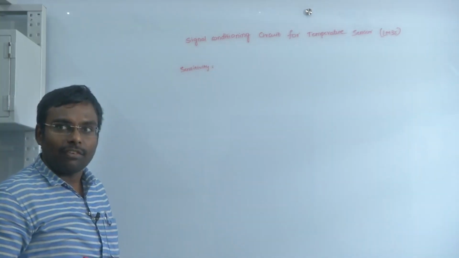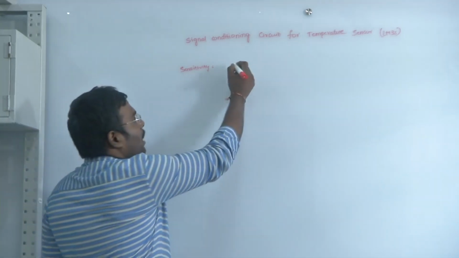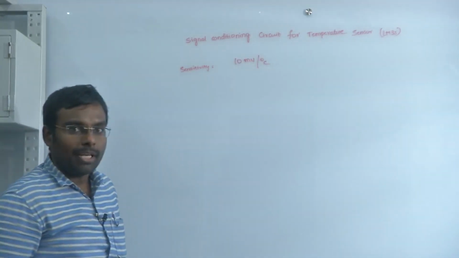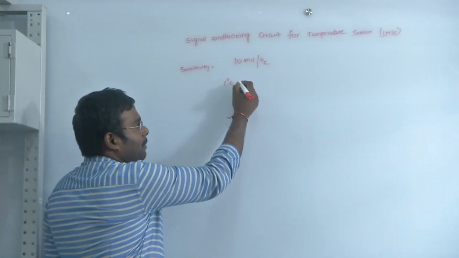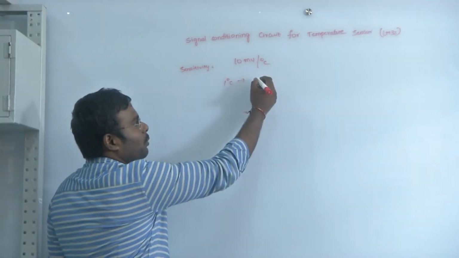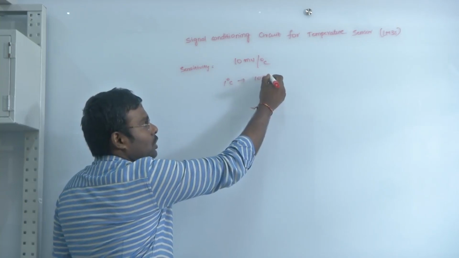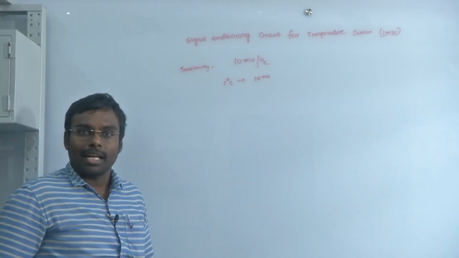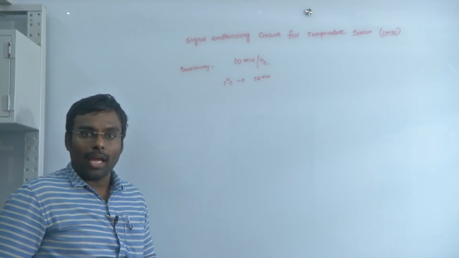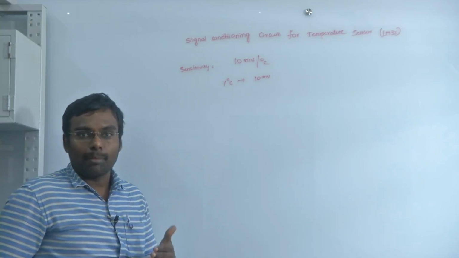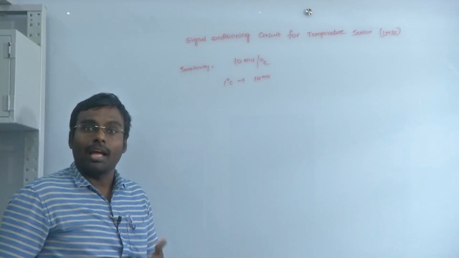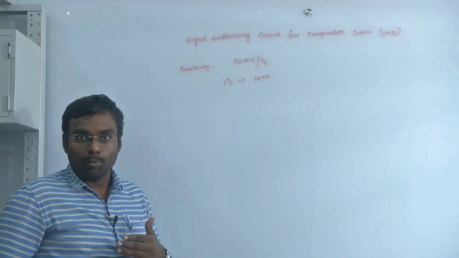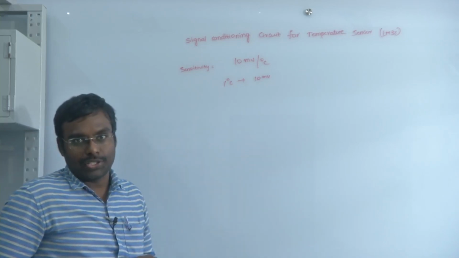The sensitivity of the temperature sensor is 10 millivolt per degree centigrade. What does it mean? For every 1 degree rise of temperature, it gives an output voltage of 10 millivolts. It is basically a semiconductor based temperature sensor, where the change in the physical parameter, in this case the temperature, is converted into an electrical output voltage, and that output voltage is in the millivolt range.